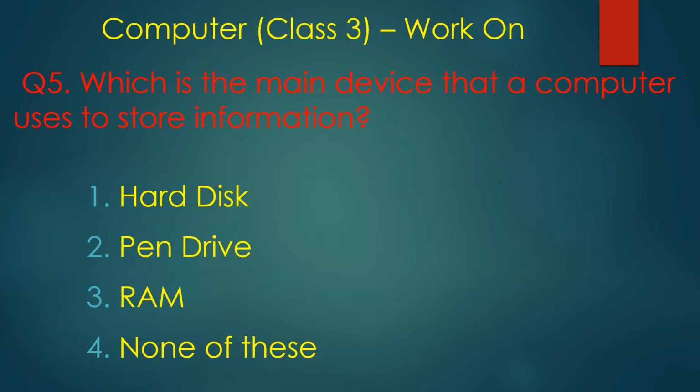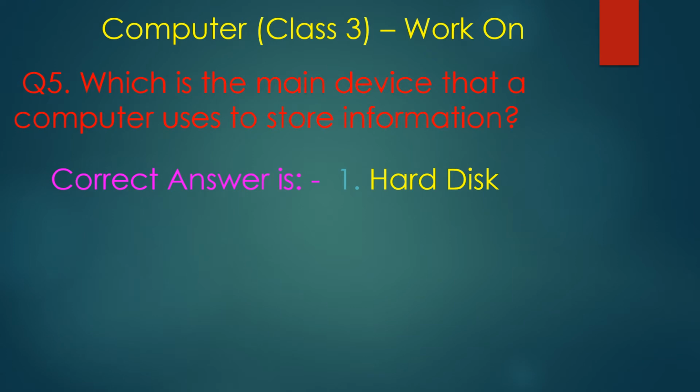Which is the main device that a computer uses to store information? Hard disk, pen drive, RAM, none of these. Hard disk is the main device that a computer uses to store the information that you work on.